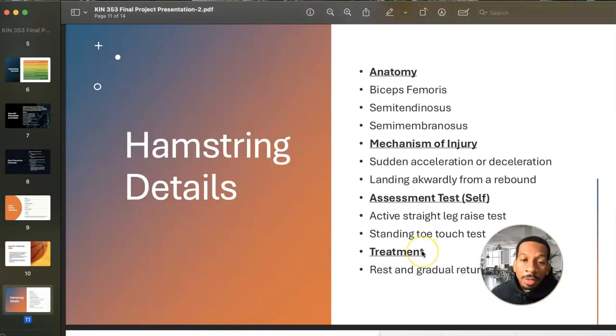The anatomy of the hamstring details the biceps femoris, semitendinosus, or the semimembranosus. I'm sorry, I kind of still struggle with pronouncing those. The MOI would be a sudden acceleration or deceleration, or athlete landing awkwardly from a rebound. The assessment test would be an active straight leg raise test or a standing toe touch test.